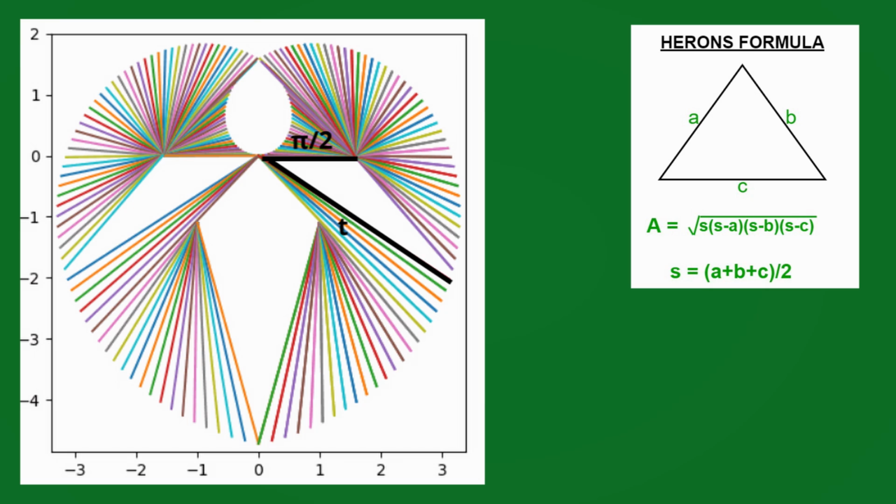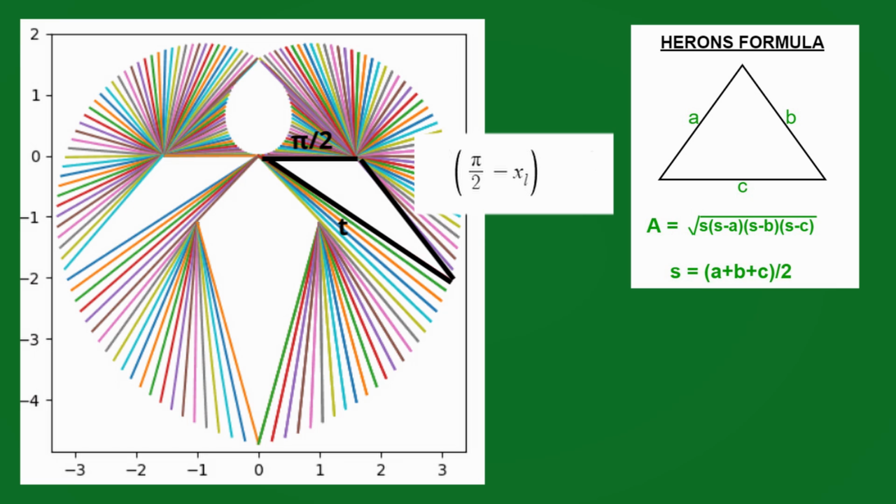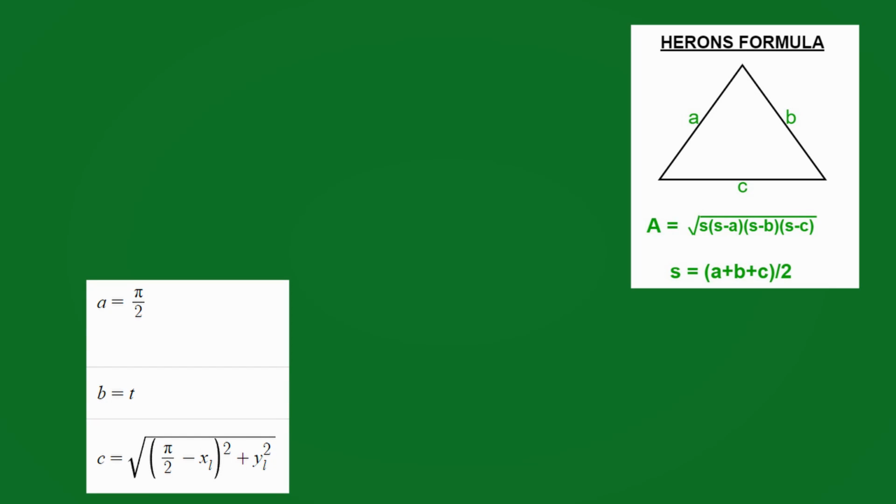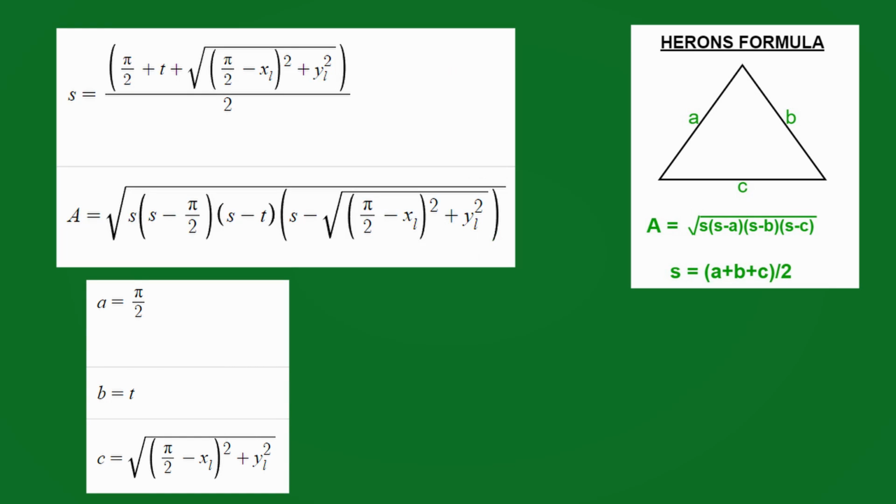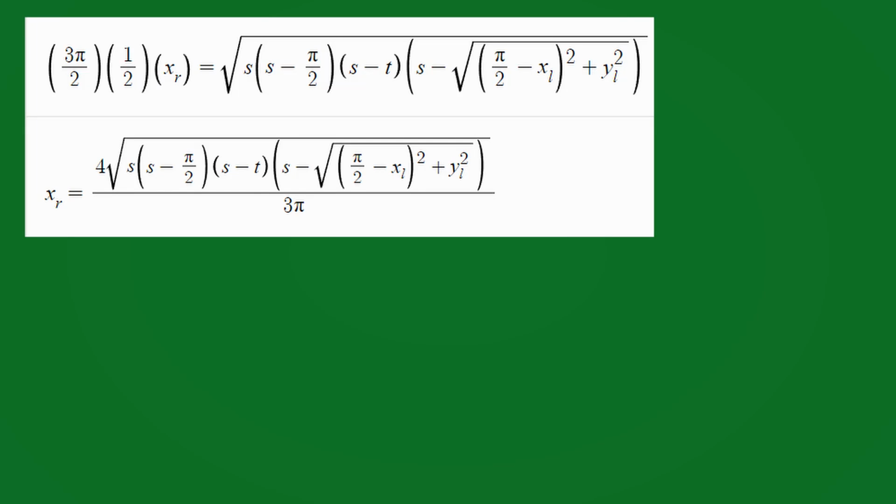The final side length is what makes this formula gross, though. We have the x value distance, which is pi over 2 minus x sub l, and the y value is just y sub l. We square each, add them together, and take the square root to get the final side length. We shall refer to these as a, b, and c sides. Get our s value, and then we use Heron's formula to get the area of the arm triangle. We can now set the two area formulas equal to each other and isolate x sub r.